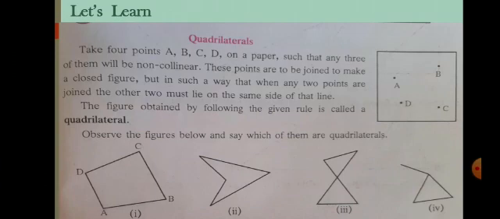Now here what's given, see. Take 4 points A, B, C, D on a paper such that any 3 of them will be non-collinear. Now here you all can see the 4 points alongside. Here any 3 points you can see are not collinear. These points are to be joined to make a closed figure, but in such a way that when any 2 points are joined, the other 2 must lie on the same side of that line. The figure obtained by following the given rule is called a quadrilateral.